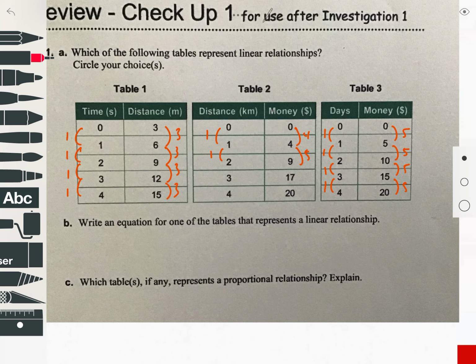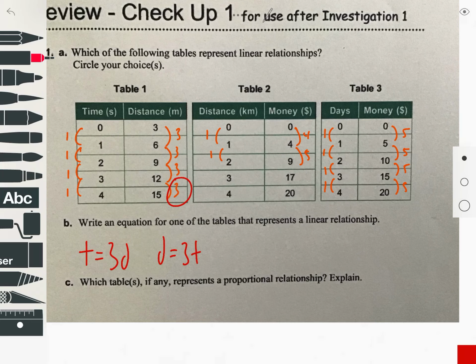So I'm going to go with table 1. Table 1 tells me that it changes 3 each time. That is my rate of change. That is my unit rate. So that is going to be my equation. My equation is either time is 3 times distance, or distance is 3 times time.